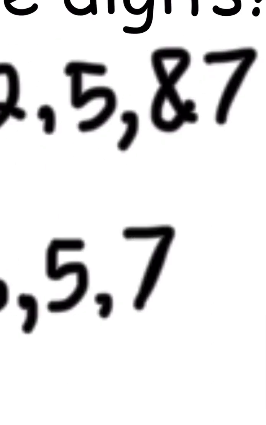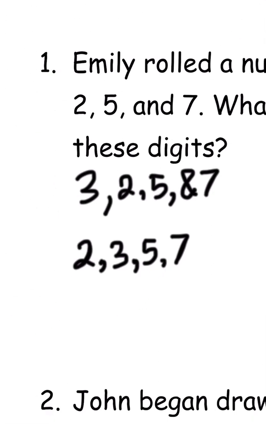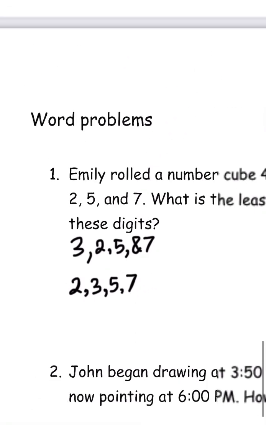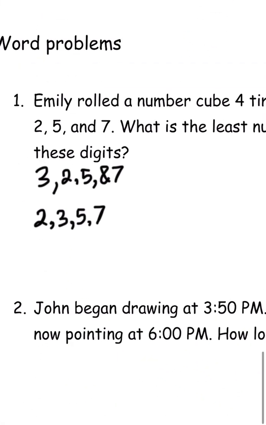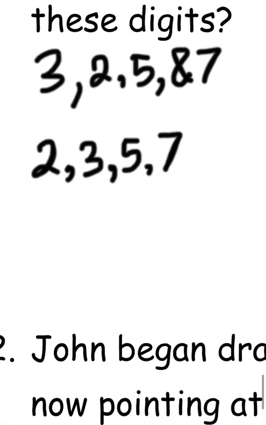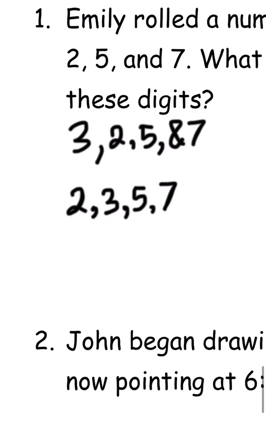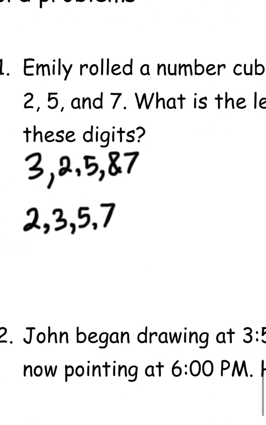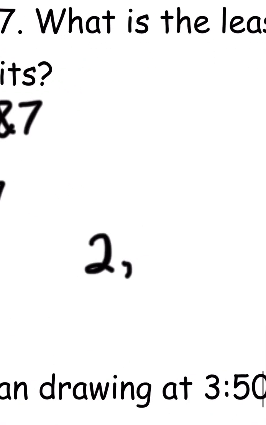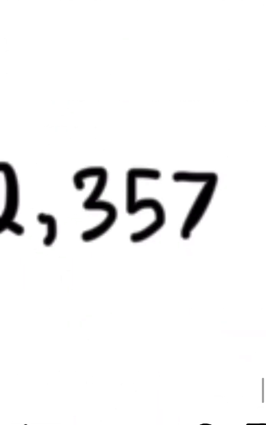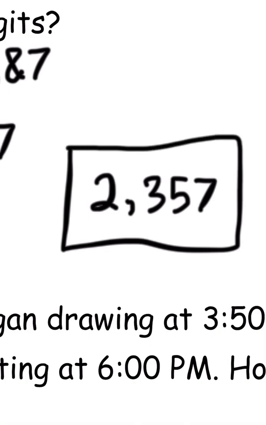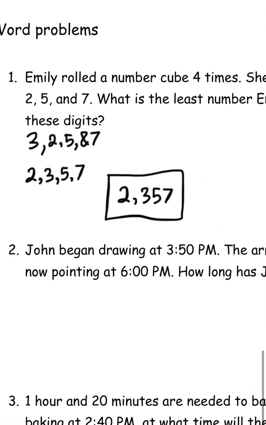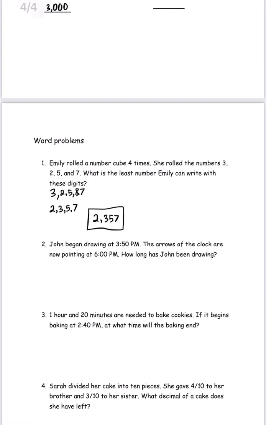And lastly, it's 7. And with 2, 3, 5, and 7, we need to make a number that's going to be the smallest. If we combine them, not add them, then we will get 2,357. So 2,357 is going to be the answer for number 1. Thank you.